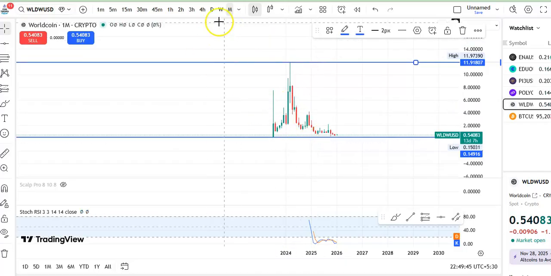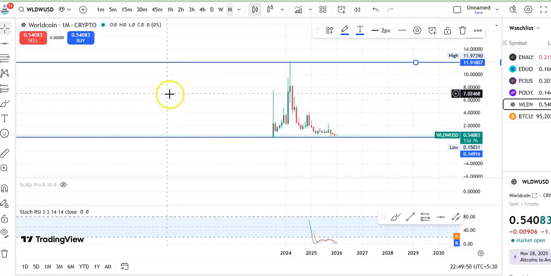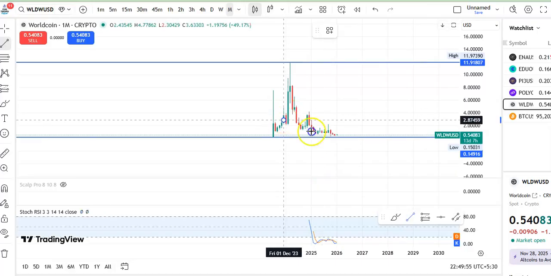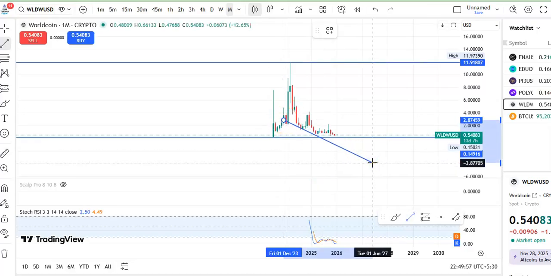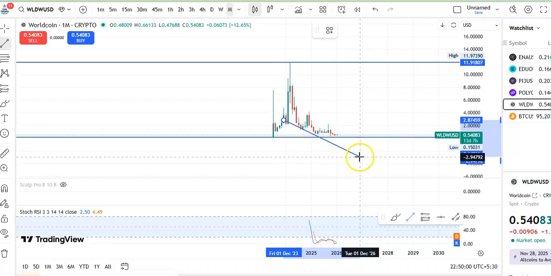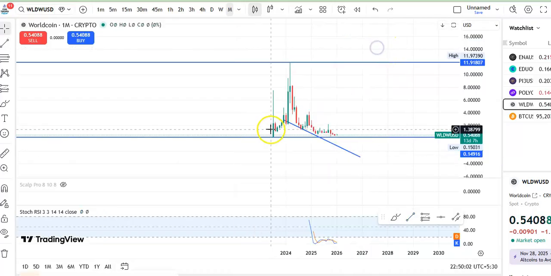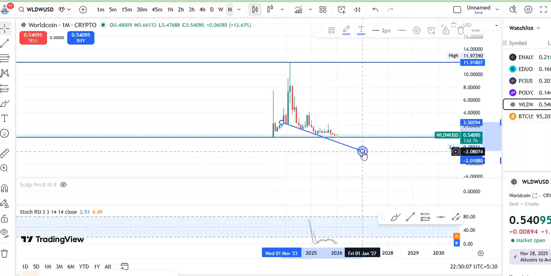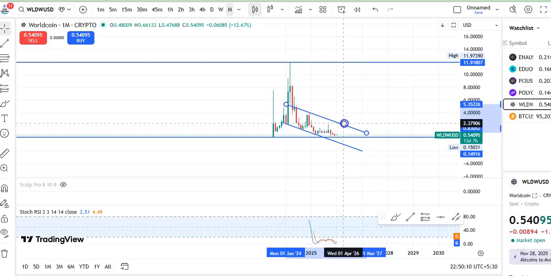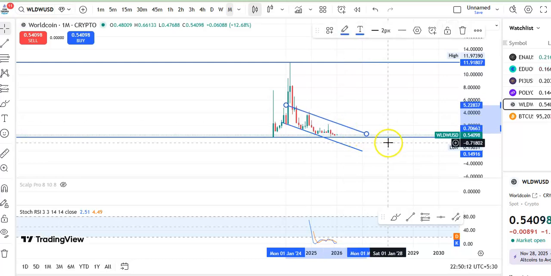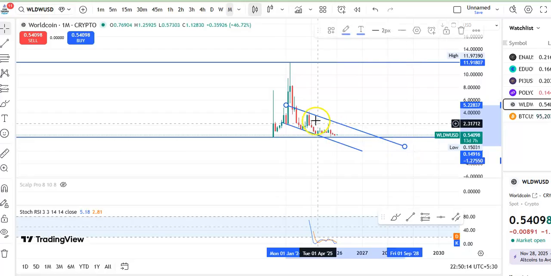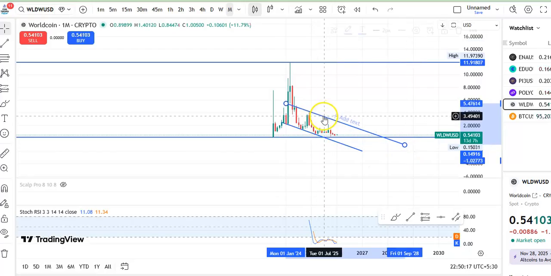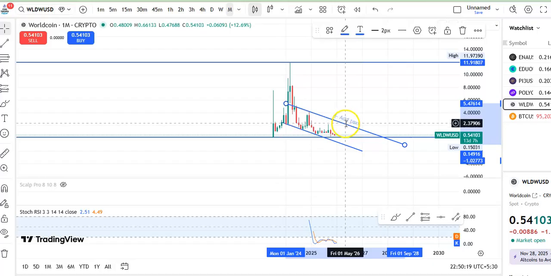I'll be talking about different time frames, so you can find opportunities in all of them. I'm in the monthly chart. If you draw the trend line here, you can see the candles continuously falling in this channel pattern. This is the support, and this is the resistance. Currently the candles are moving in this channel pattern. This is the resistance, this is the support, and there is a resistance over here.